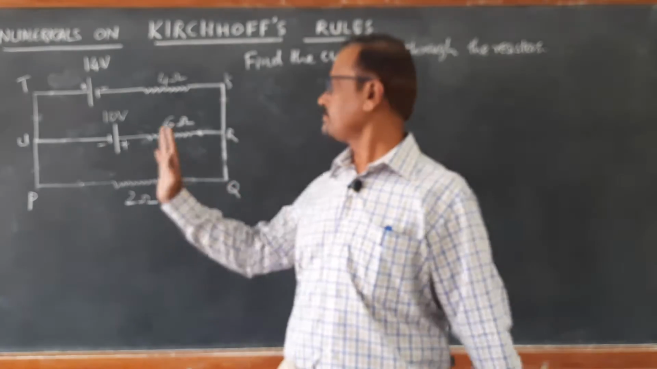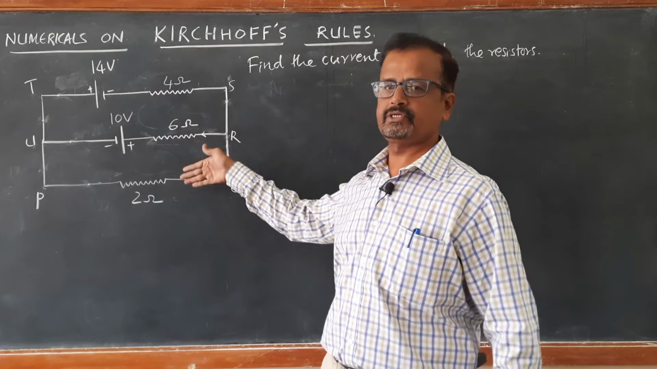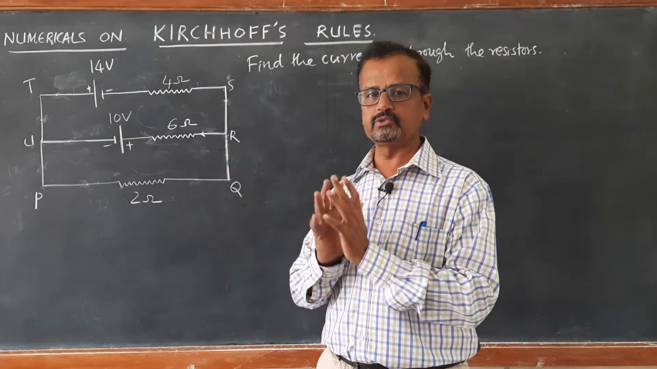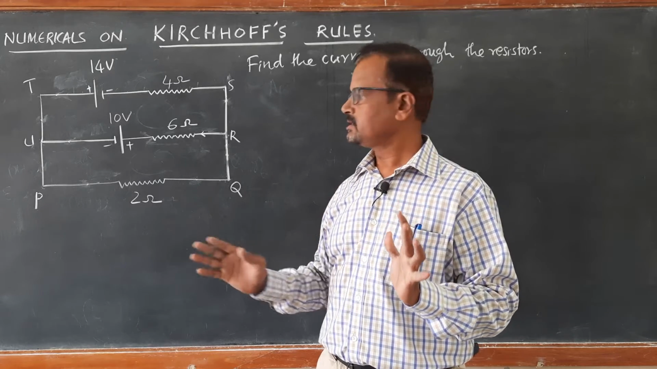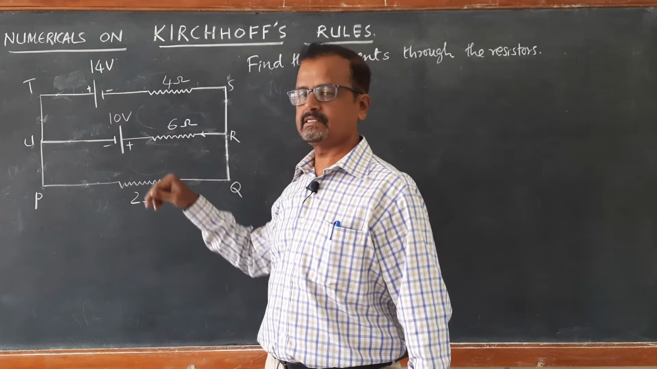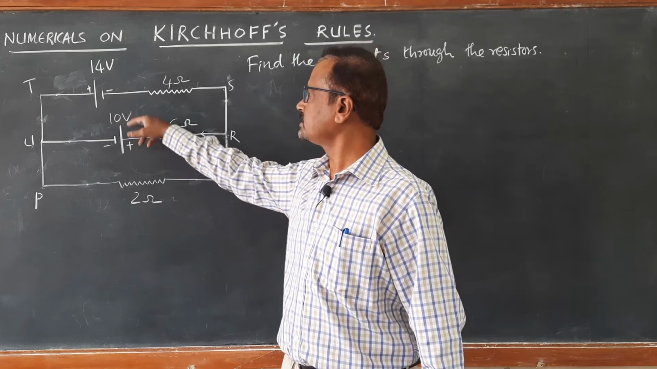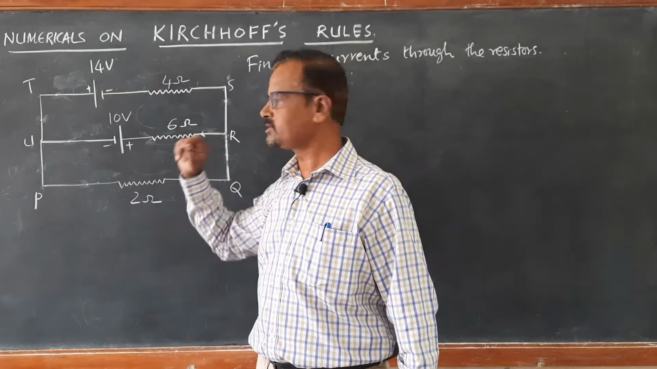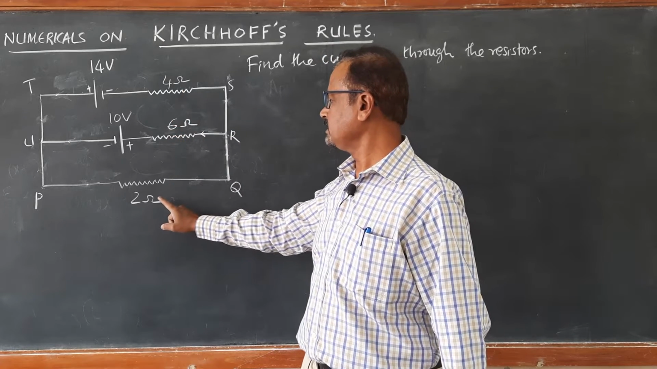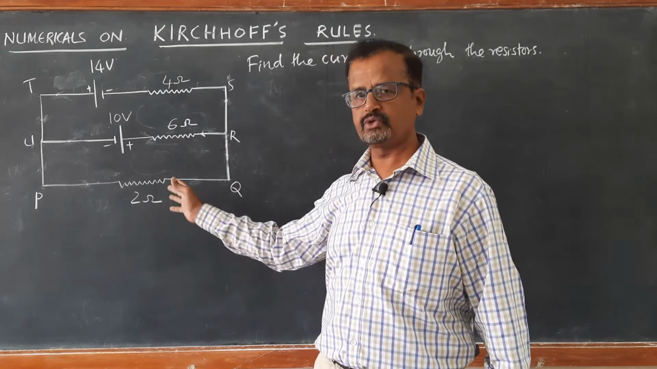So, I have chosen one particular problem. See, this is a mesh. A complicated network consisting of loops usually is called a mesh. It is a mesh or a circuit consisting of two cells. One is of 10 volt, the other one is of 14 volt, and three resistors, 4 ohm, 6 ohm and 2 ohm resistors as shown here.